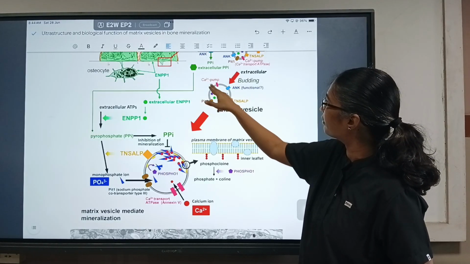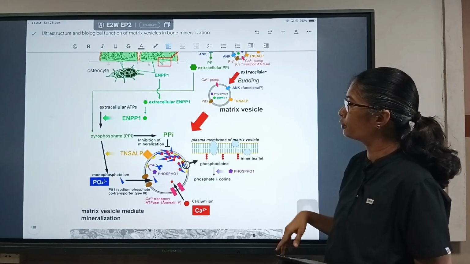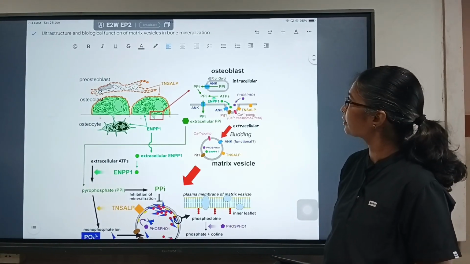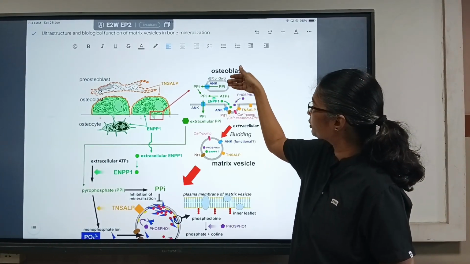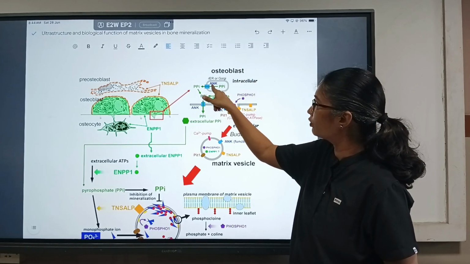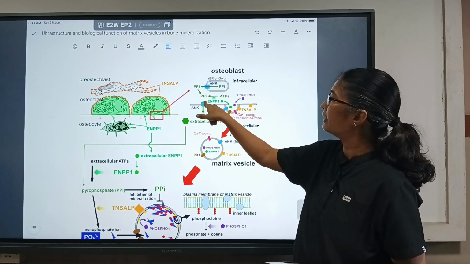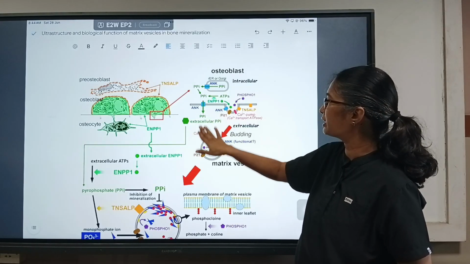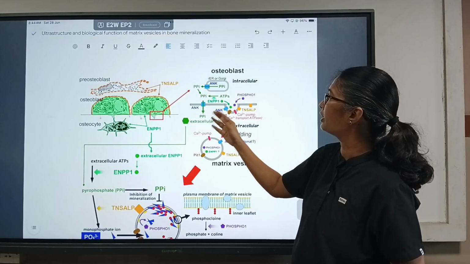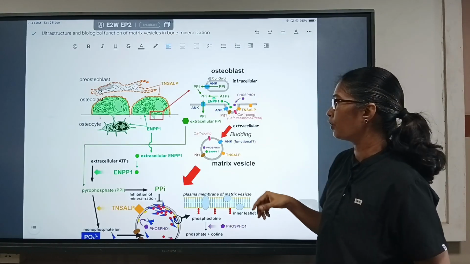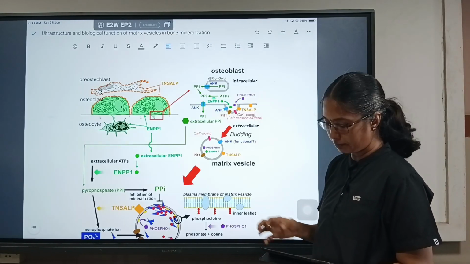This is the matrix vesicle where we have all the membrane transporters and the enzymes playing an important role in the mineralization here. So we see the Golgi apparatus produce PPi, and ANK, the ankylosis protein, pushes the PPi out to the extracellular membrane. Then it is present there and inhibits mineralization. This is converted by the alkaline phosphatase into phosphates, which induces the mineralization.